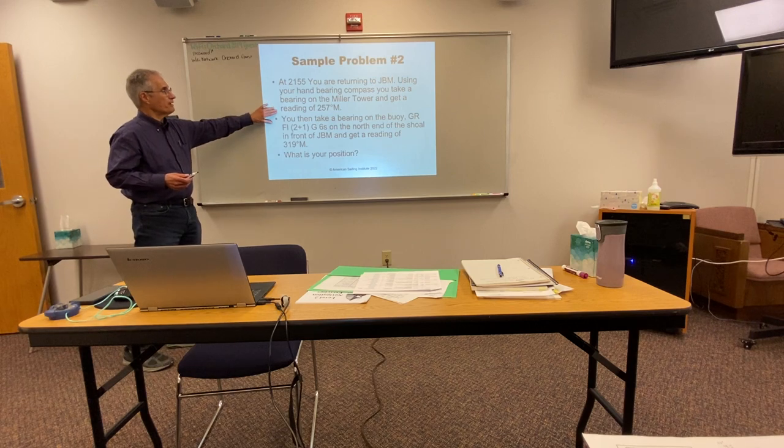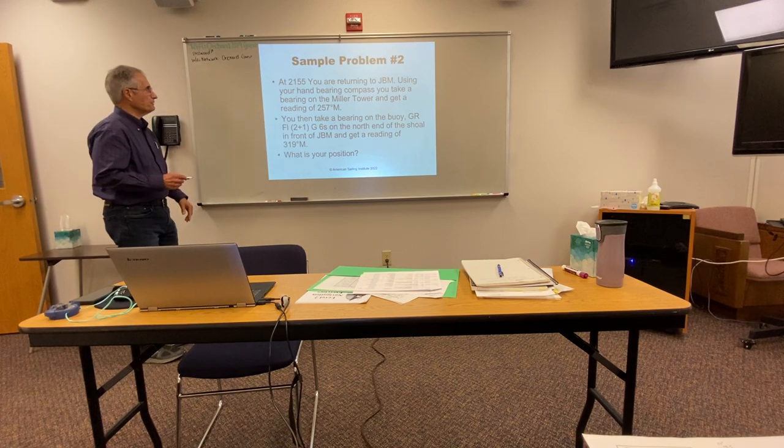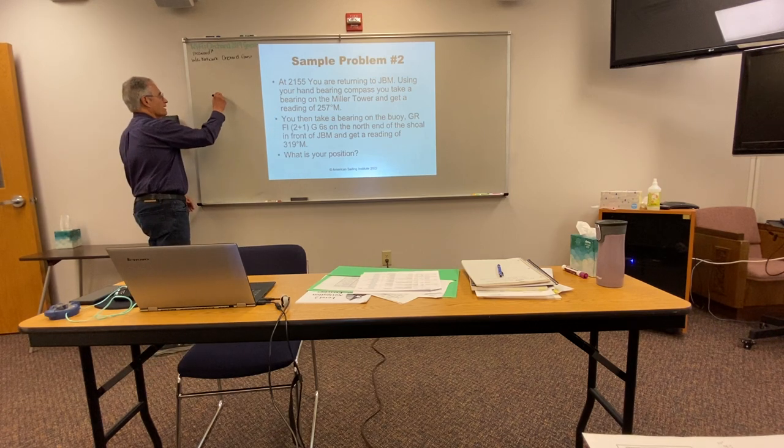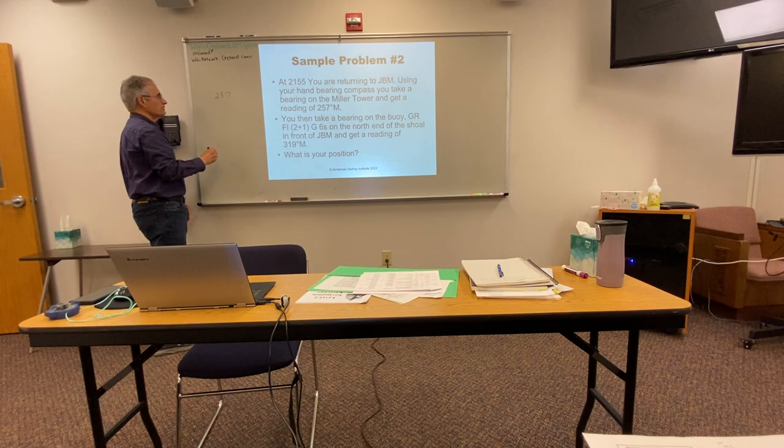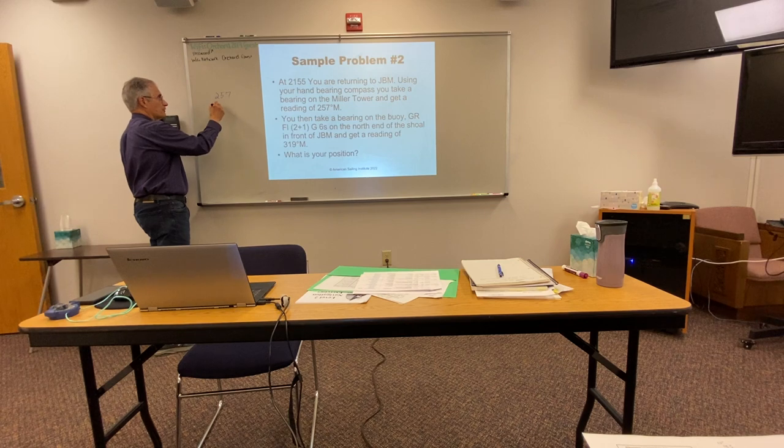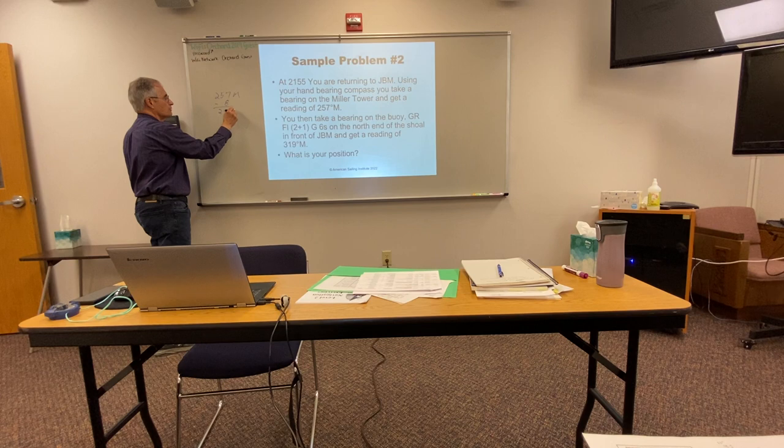We've got a bearing to Miller Tower. It's 257 magnetic, and we want to plot that from Miller Tower, so we want the reciprocal. Some people first make it true. So this is magnetic; to get true, you subtract 8, and you get 249 true. Then you get the reciprocal: you subtract 180, and you get 69.